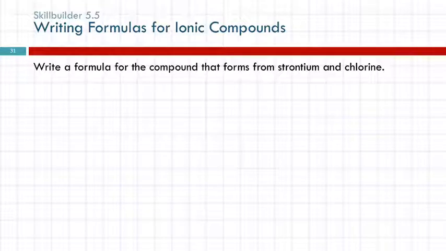Write a formula for the compound that forms from strontium and chlorine. Well, first we have to find the symbols for strontium. Strontium is Sr, chlorine is Cl.